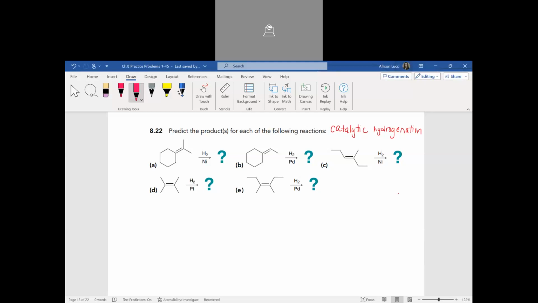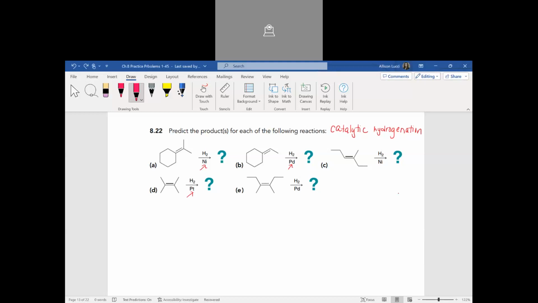So what we need to know are what types of metals are involved. So we have nickel, palladium, platinum. If we see any of those used as a reagent, they are common catalysts used in a catalytic hydrogenation. And then we also need to add H2, right? So that's going to be the top of the arrow here, our reagent.